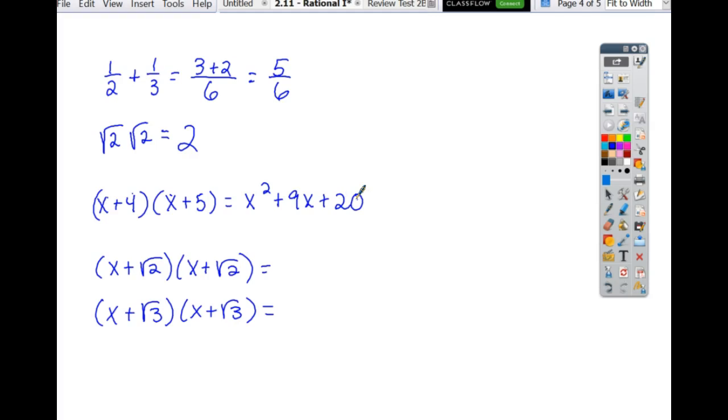So when I multiply this, Alyssa, my friend, x times x is going to give me x squared. The square root of 2 times the square root of 2 is going to give me 2. But I need the middle term. So I have 1 square root of 2x plus 1 square root of 2x gives me 2 square root of 2x.